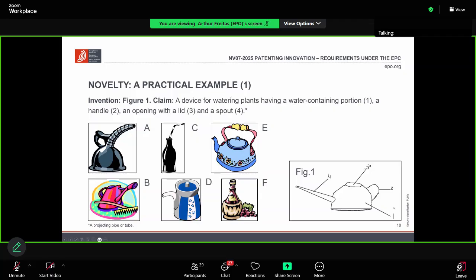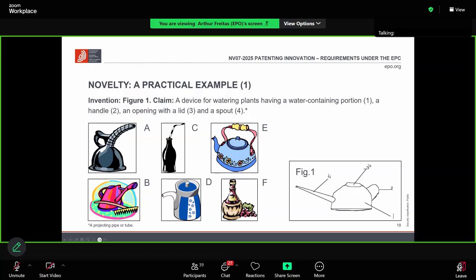And it claims a device for watering plants having a water-containing portion, that's 1, a handle, number 2, an opening with a lid, that's number 3, and a spout, number 4. A spout is nothing but a projecting pipe or a tube. All right, so how do we go about seeing if this invention is novel? So we do a prior art search, and let's imagine we found 6 relevant documents.